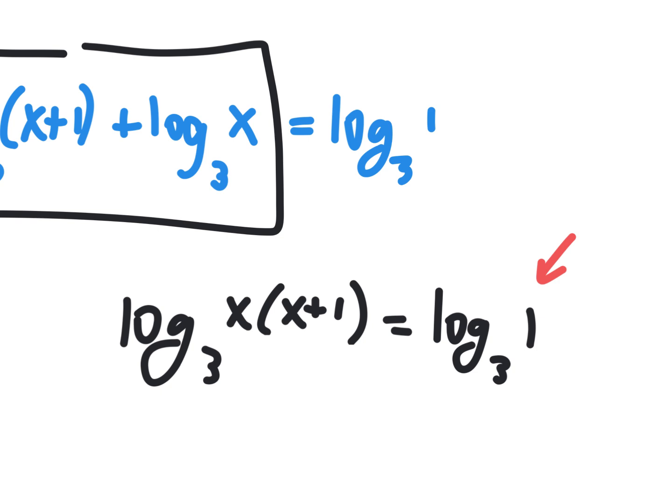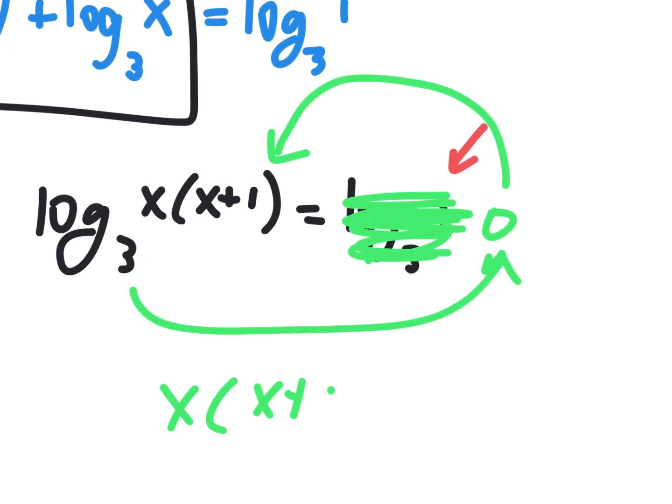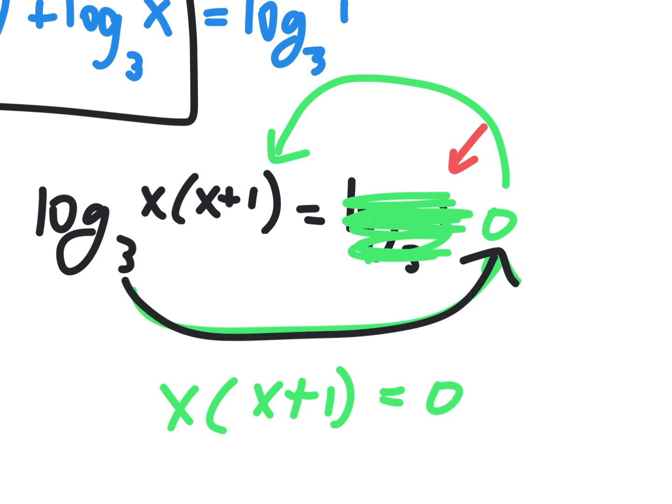Or you can use a different property and go, there's logs on both sides. If the bases are the same on those logs, you can just take those logs out. Now, you want to do it that way? You can. Or you can do it the other way, where this equals 0. Well, then 3 to the 0, which equals what? 1, and you get the 1 back again. So x times x plus 1 is equal to 0. Nope, it equals 1, because 3 to the 0 was 1.